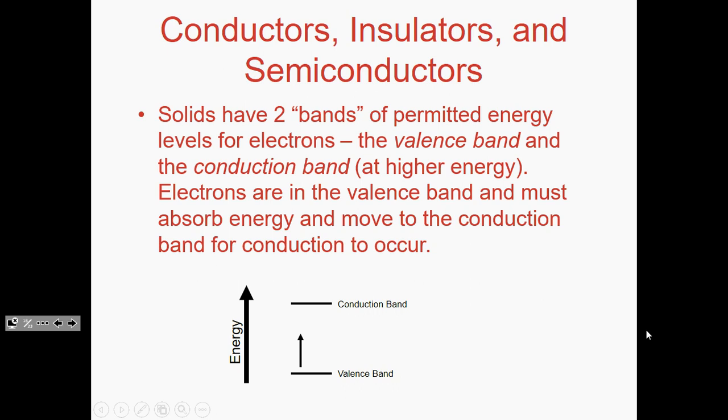So electrons are in the valence band and must absorb energy to move to the conduction band in order for conduction to occur. So really our different types of substances, conductors, insulators, and semiconductors, are about the differences in energy of those two bands. And what has to happen to conduct, remember, is our electron has to move from the lower energy to the higher energy band, and therefore it's free to now move and conduct electricity. And that takes a little bit of energy.